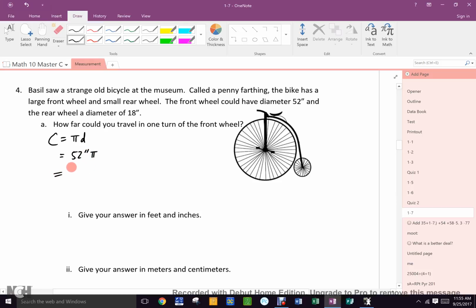Now, when you do 52 times pi on your calculator, you get a giant number with a bunch of decimals, right? And then I say just use 2. 2's enough, right? So, okay, you use 1, no problem, I don't care.